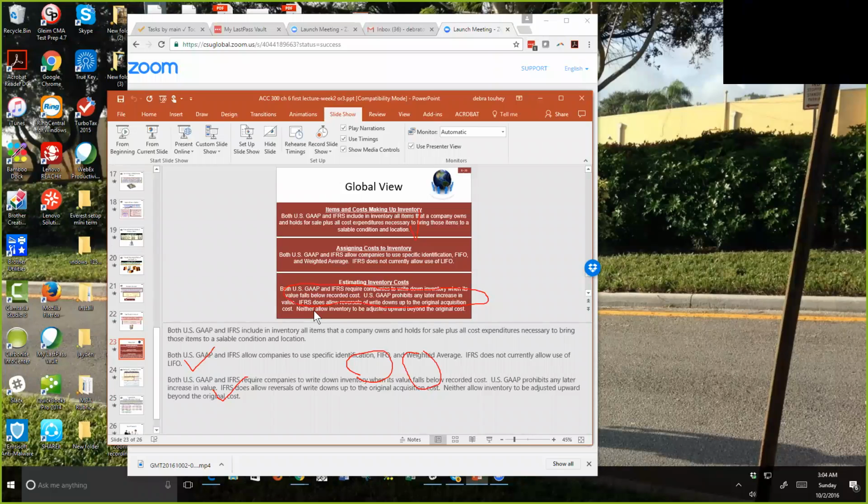The global view, interesting to look at too, because we saw that if we go with the convergence project at some point when it's completely integrated, there will be some changes to what costing methods that we'll be allowed to do, because IFRS, the international method, does not allow certain costing methods, as we learned earlier.